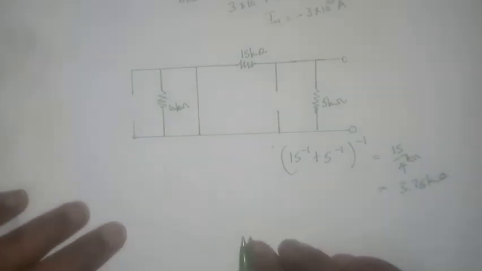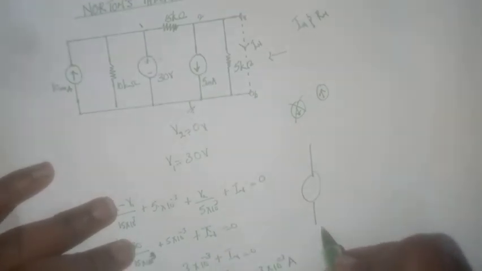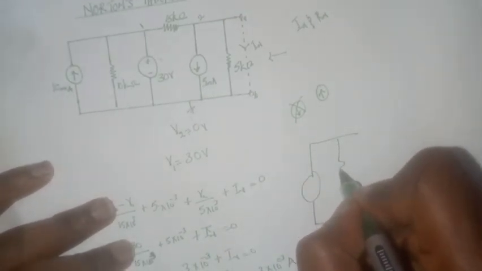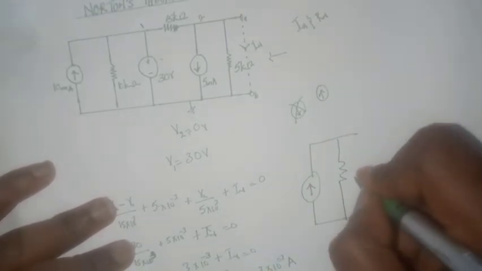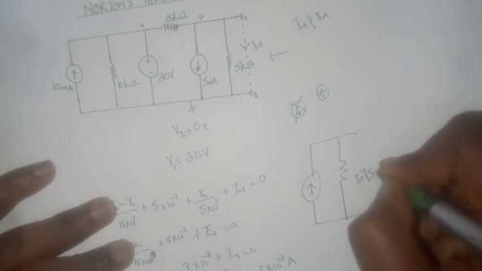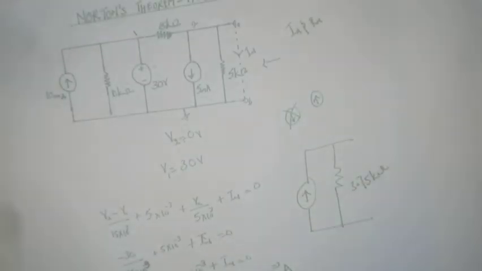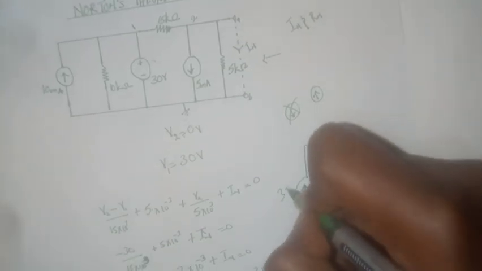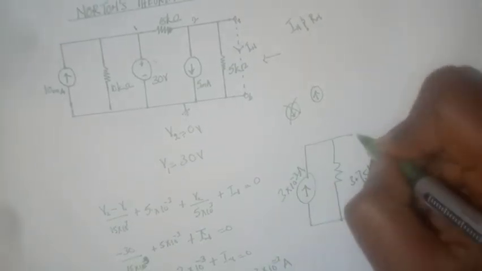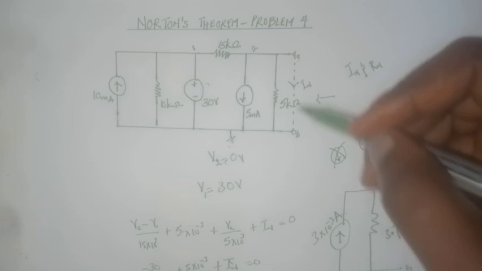Our Norton equivalent circuit would look something like this. This is the direction of the power source. And we have 3.75 kilo ohms here in parallel with the power source, and we have our current source, that's 3 times 10 raised to the power minus 3 amperes, and we have A, B, and this is the Norton equivalent circuit of this circuit when viewed across these terminals.